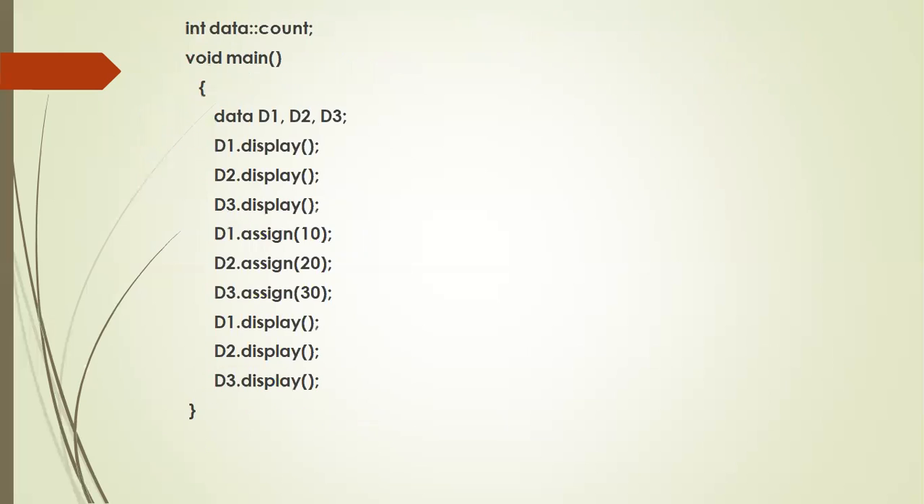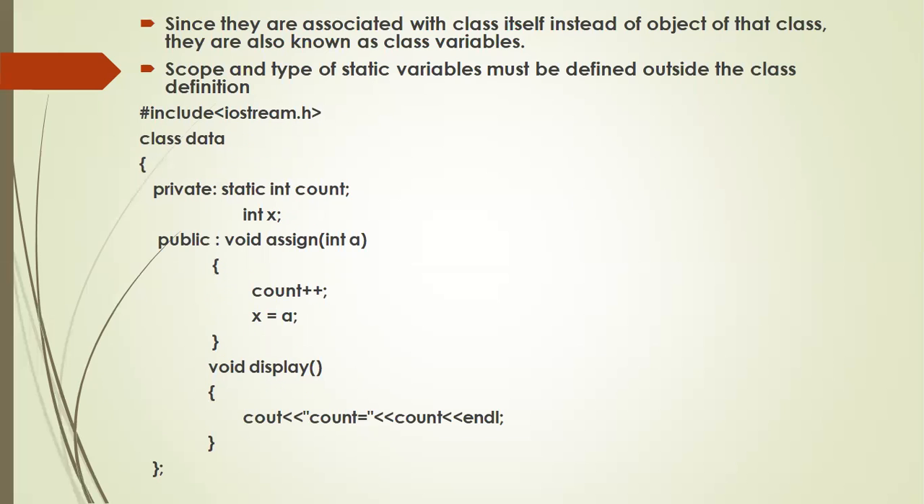Now what happens? Again, I call the display function with D1, D2 and D3. When you call the display function with D1, what happens? Within the display function, you are simply displaying the value of count. What is the final value for count? 3. So when you call it with D1 or with D2 or with D3, you are displaying the value of count, which means the count value will be 3 only. So the output will be 3, 3, 3.